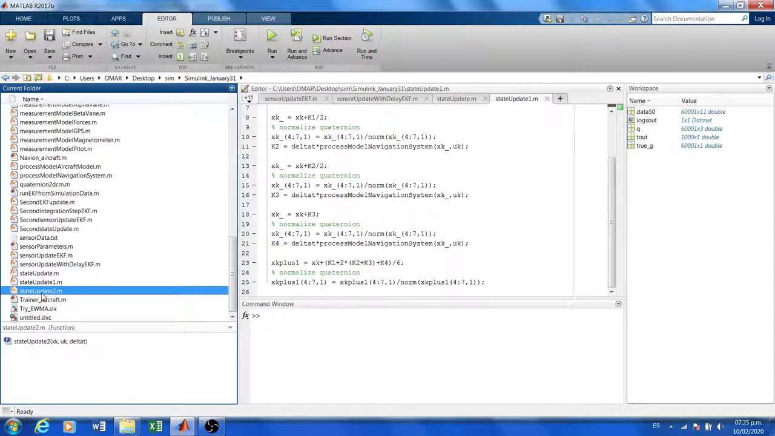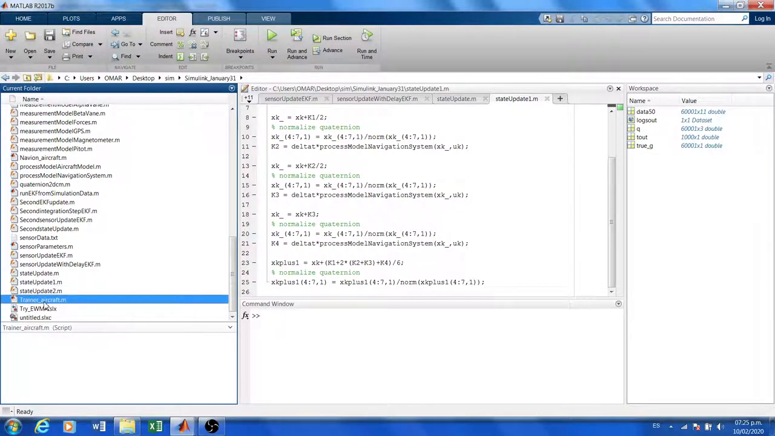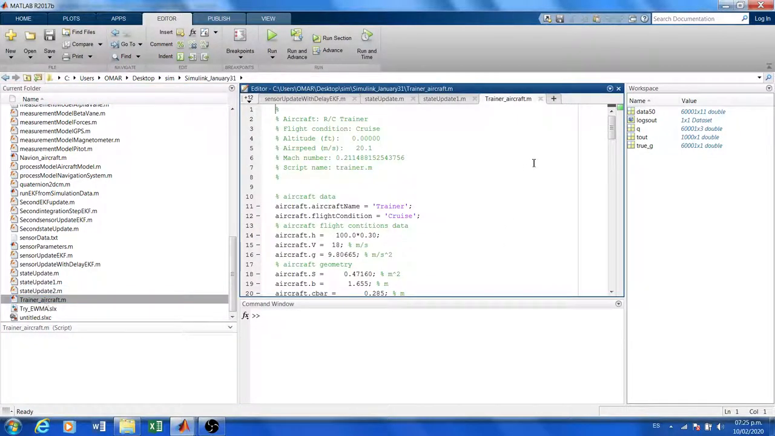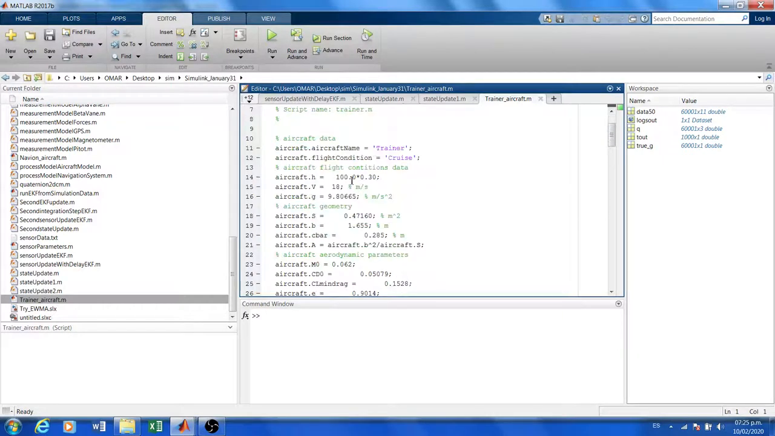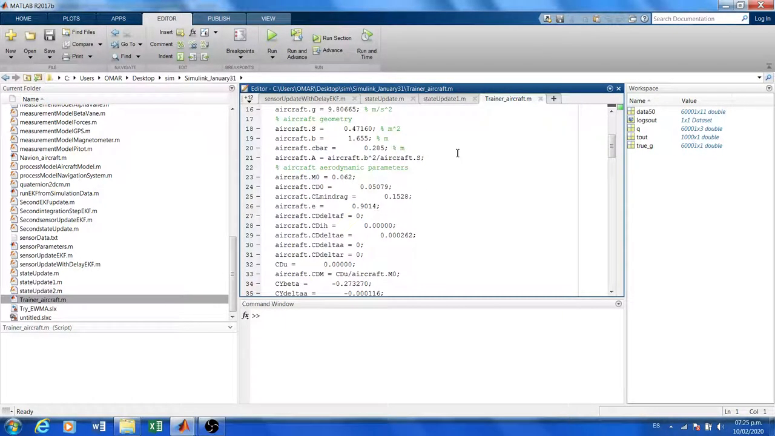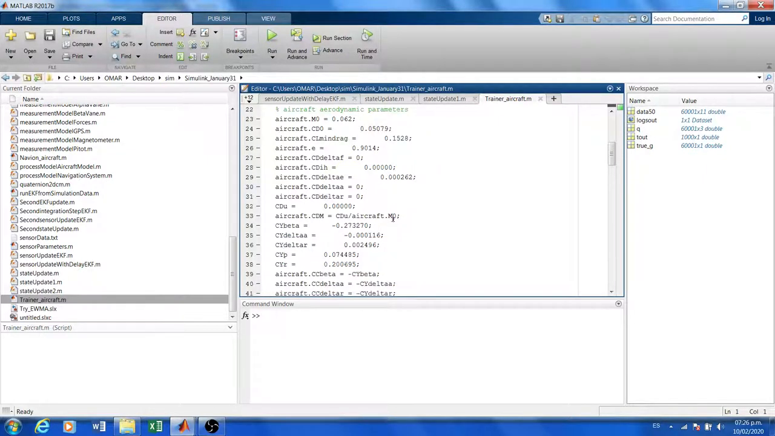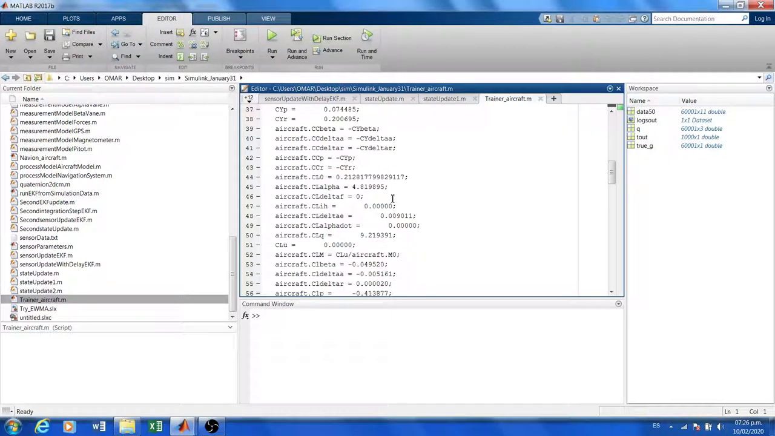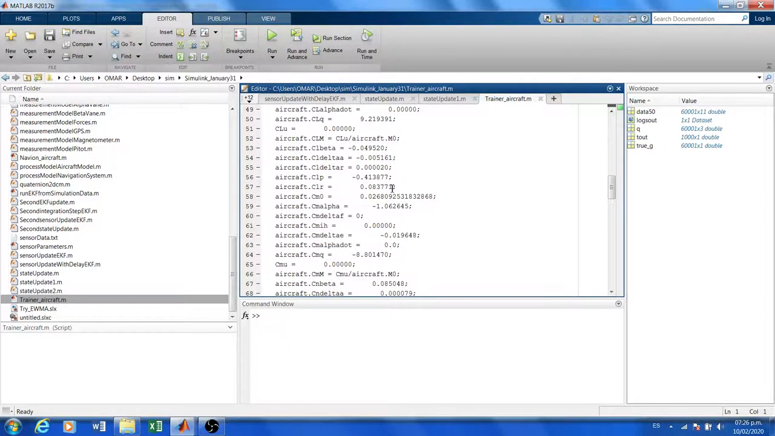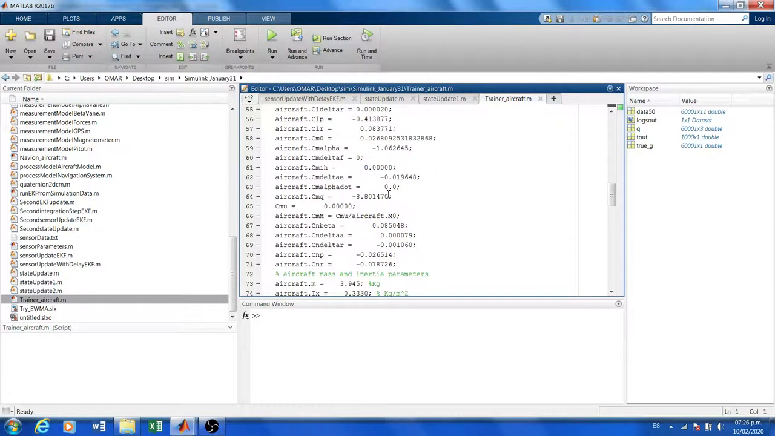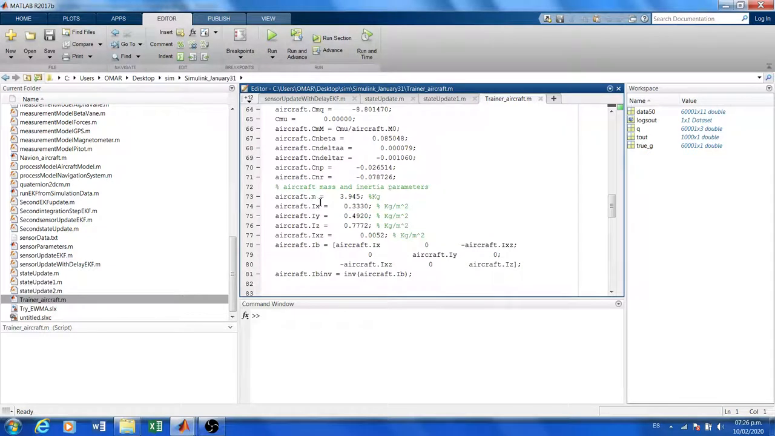Okay, and this is the trainer configuration aircraft file. The same as the Navion file, but look, with all the data from the trainer. This is what I told you before that didn't work properly. We have to do flight tests and get good data for this, the good parameters of the stability and control derivatives. The inertia was calculated, so I don't have the data for the inertia.